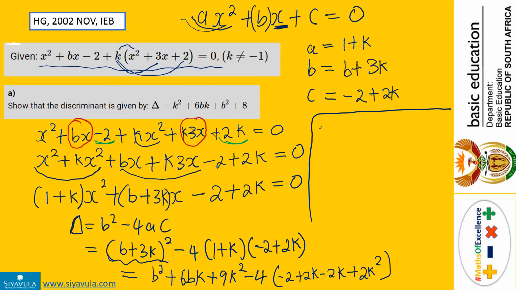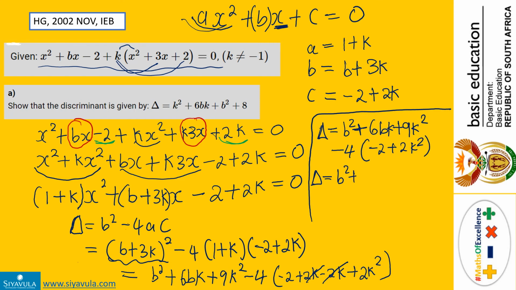Then we can just simplify. So our delta will be b squared plus 6bk plus 9k squared minus 4. We have minus 4 into, let's see, 2k minus 2k, they cancel each other. We're left with minus 2 plus 2k squared. We can just remove by minus 4. Then our delta is b squared plus 6bk plus 9k squared. Minus 4 times minus 2 is positive 8. Minus 4 times 2k squared is minus 8k squared.